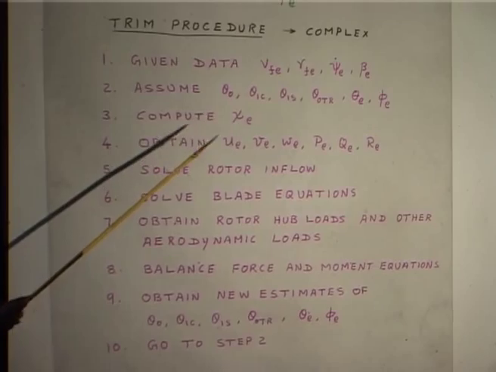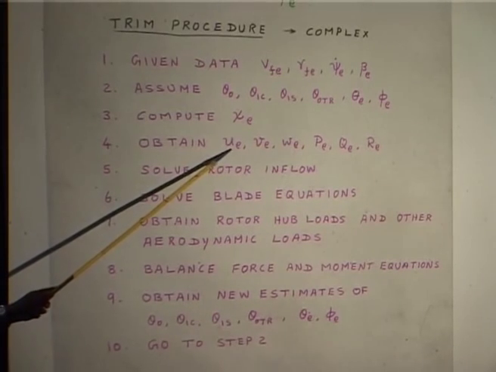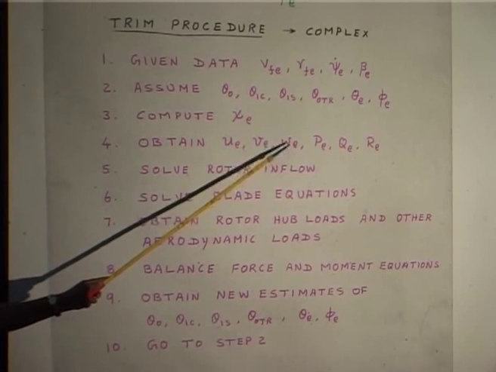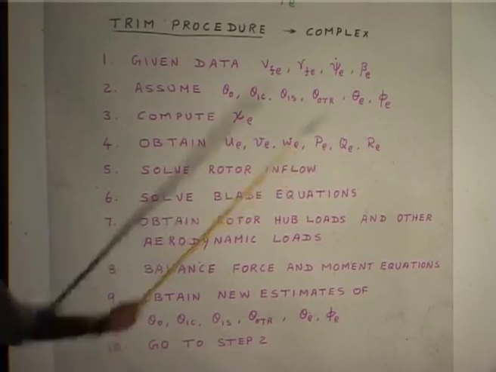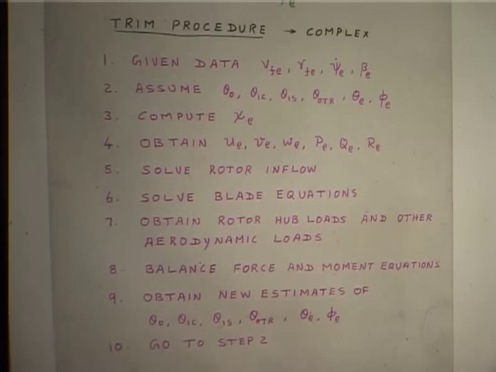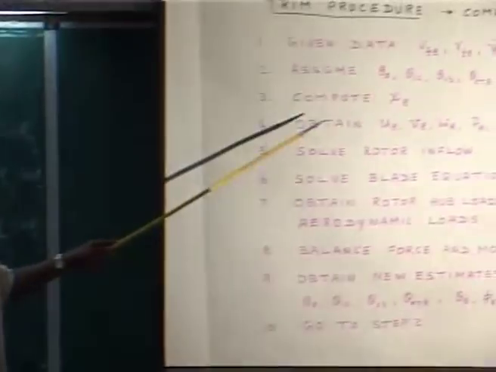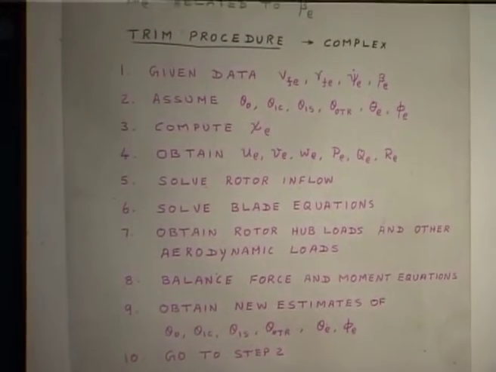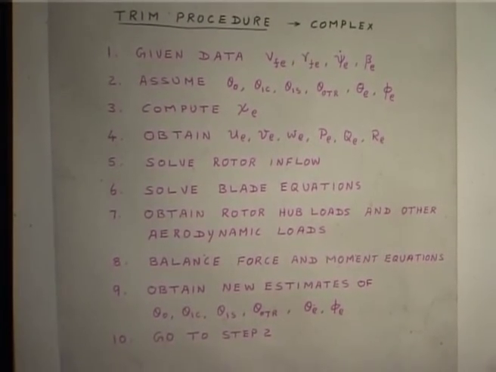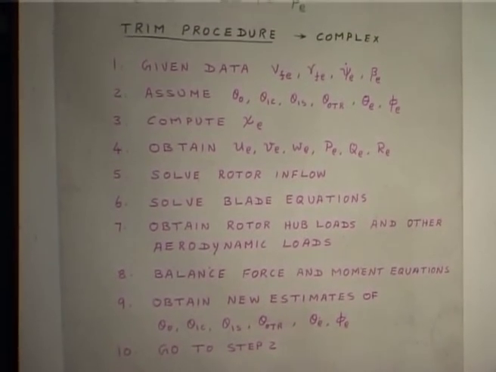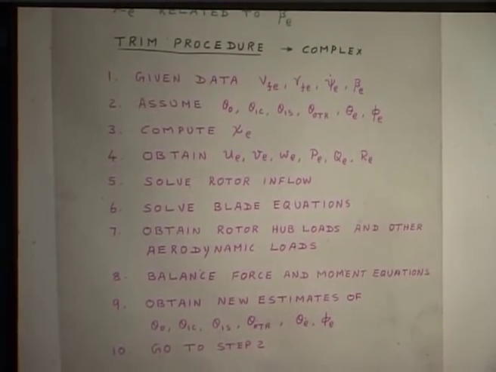Once you get the track angle, obtain U equilibrium, velocity equilibrium, W equilibrium, then P, Q, R. There I use capital P, Q, R. Okay. Then you solve rotor inflow. You may assume uniform inflow or any other inflow, first assume that. Go and solve rotor inflow.